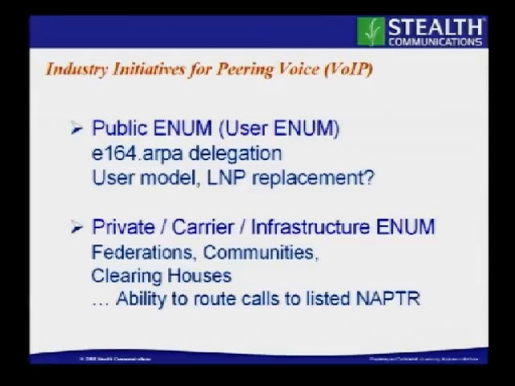Where the biggest growth of ENUM right now has been in private ENUM systems. They're also quite often referred to as carrier or infrastructure ENUM systems. They're typically systems that are operated by a collective group, like a federation or a community, or by a private entity or a clearinghouse. And they usually have a specific policy associated with that ENUM system. But what's important with these private ENUM systems is any numbers listed inside those ENUM databases, you can route those calls directly to the destination based on whatever NAPTR records are listed in there, unlike the public ENUM systems.